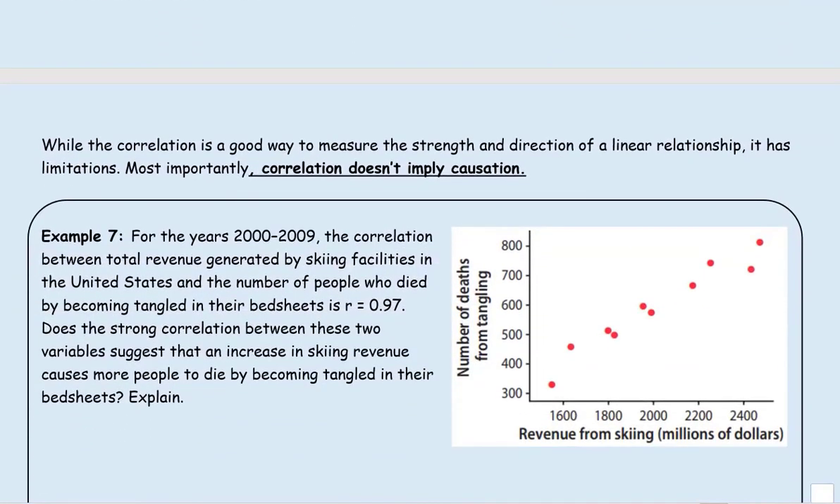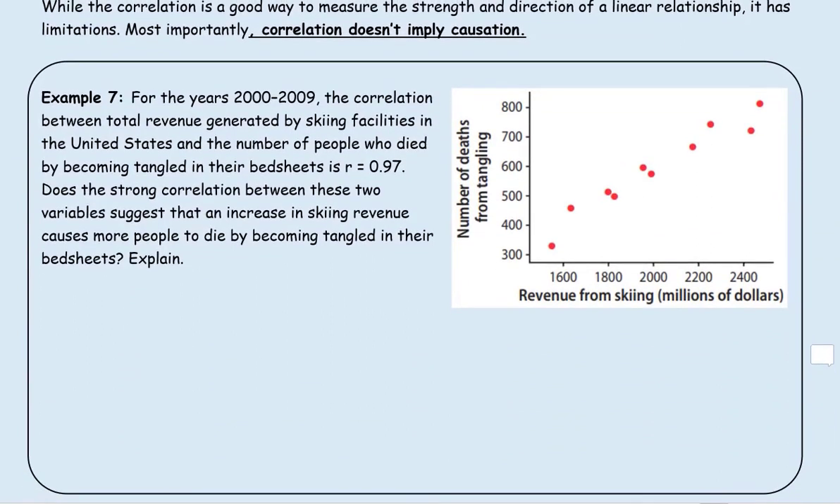While the correlation is a good way to measure the strength and direction of a linear relationship, it has limitations. Most importantly, we have to remember that correlation does not imply causation. And this is really important. I'll say this over and over and over again. This will be the answer to many homework questions. Correlation does not imply causation.